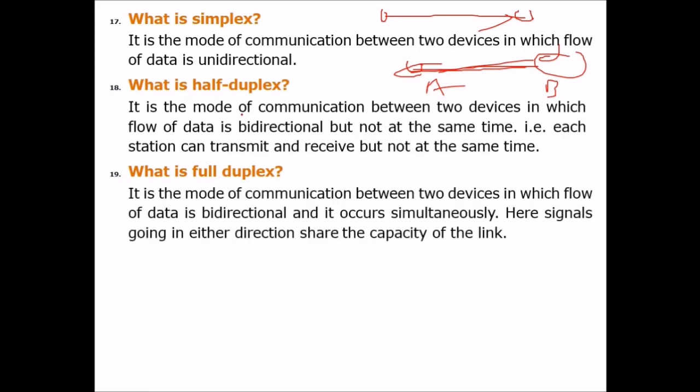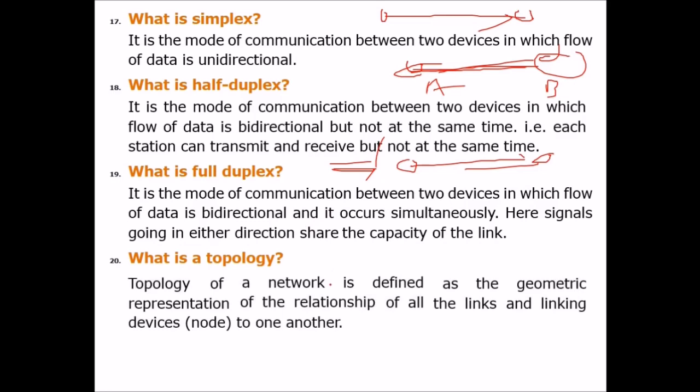Full duplex is a mode of communication between two devices in which the flow of data is bidirectional, that is, it occurs simultaneously. It means you are sending and receiving at the same time. Here, signals going in either direction share the capacity of the link. This is the link. So half is for sending, half is for receiving, or in some cases we can manage it.